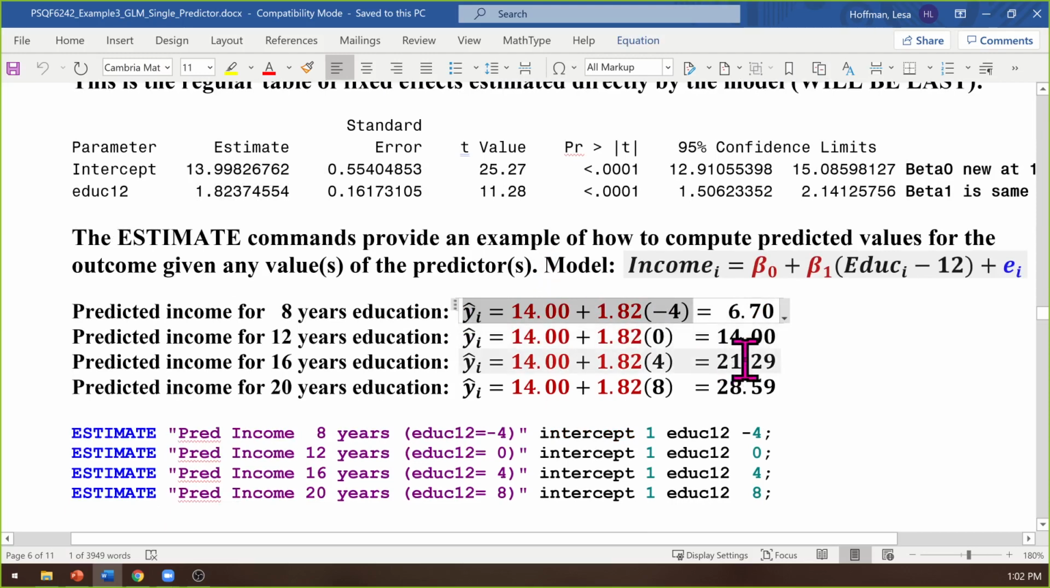So I can do the math right here. Like for instance, if I wanted to know what it would be for 8 years, I plug in a -4 where education was. Now, why is it -4 and not 8? Because you centered it to 12, so -4 from 12 is 8. Exactly. This is something that people screw up a lot, so I'm making a point of emphasizing this. It's -4 because 8 is 4 less than 12. So you would plug it into the centered version of the variable.